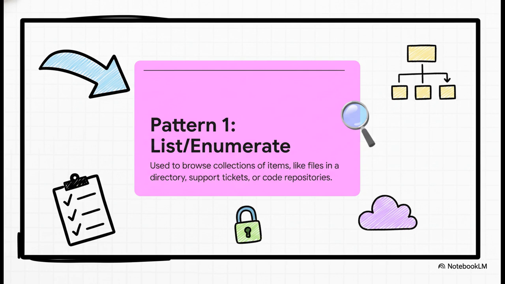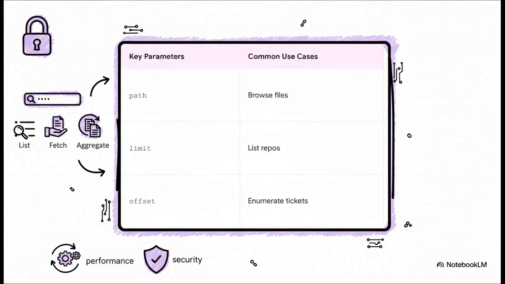Anytime you need to show a collection of things, I'm talking files in a folder, a list of support tickets, or all the code repos in your org, this is the pattern you're going to reach for. Now just look at the elegant simplicity of this. With just a few parameters like path, limit, and offset, you can build incredibly powerful and safe browsing capabilities. This right here is the foundation of pagination, which is absolutely essential for preventing your system from getting totally overwhelmed by trying to load a million items at once.